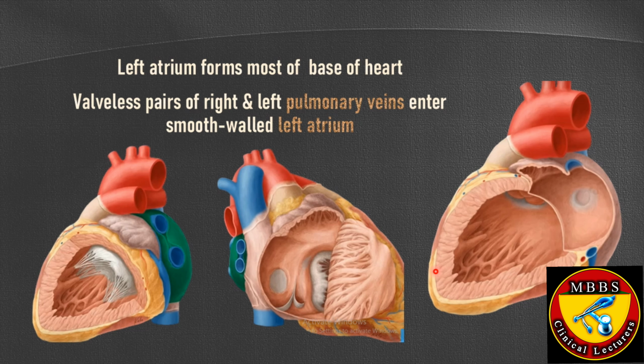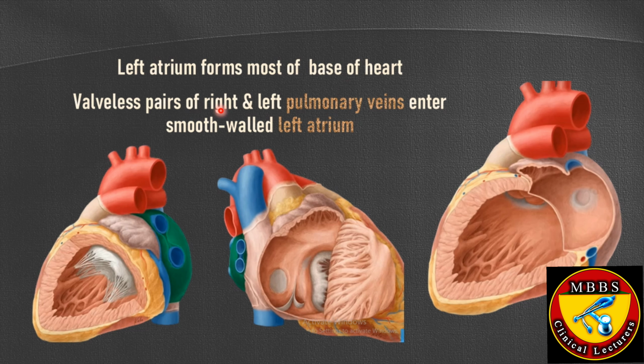As you can see, this is the apex of the heart, right? And this is the base of the heart. This highlighted in green is the left atrium. So, the majority of the base of the heart is formed by the left atrium, right? You can see this is the left atrium. So, the left atrium forms most of the base of the heart.